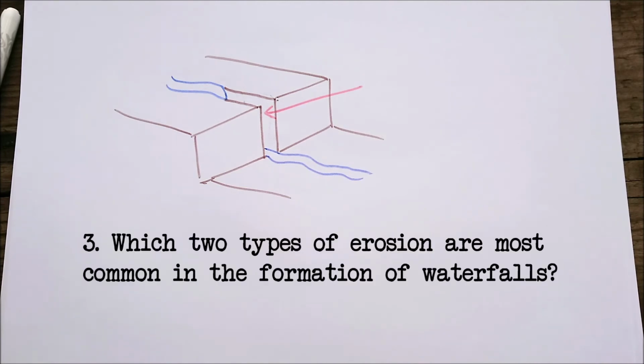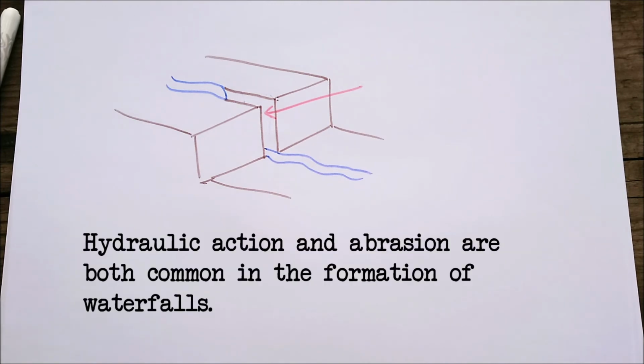Question 3. Which two types of erosion are most common in the formation of waterfalls? Hydraulic action and abrasion are both common in the formation of waterfalls. Hydraulic action involves the sheer force of the water, which happens as the water cascades over the edge. And abrasion is caused by the material that is in the bottom of the waterfall that is broken off, which scours out a deep pool beneath.